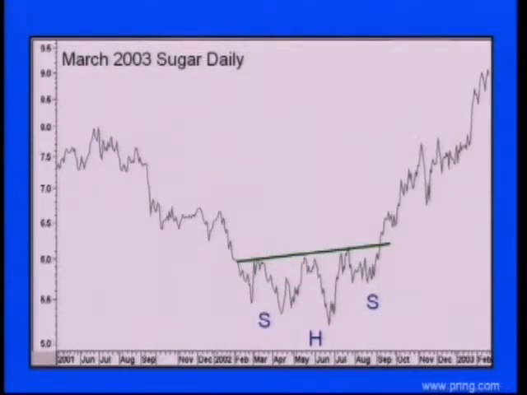So here we see a nice example of the chart we saw before with the head and shoulders top on the left. Now we're seeing a reverse head and shoulders on the right with a nice breakout there. And there's the measuring objective, and you can see that that was truly exceeded.